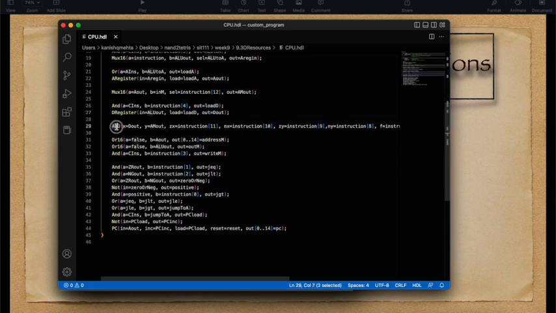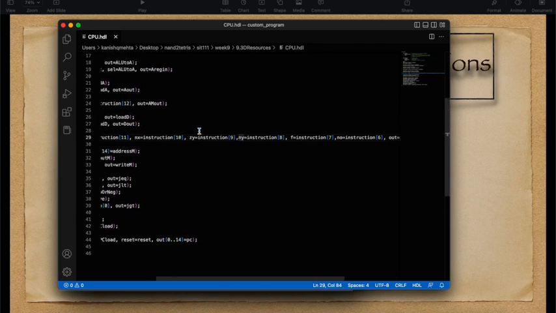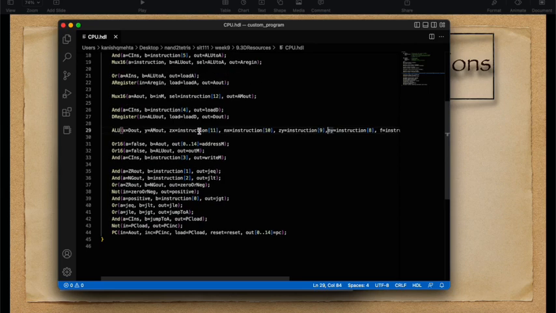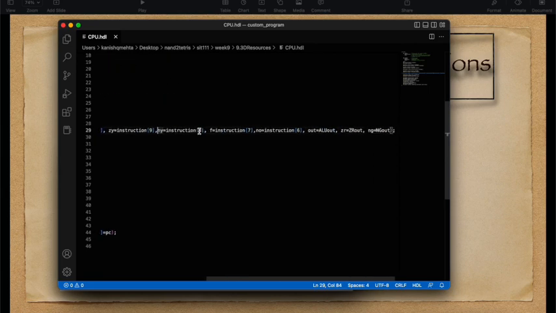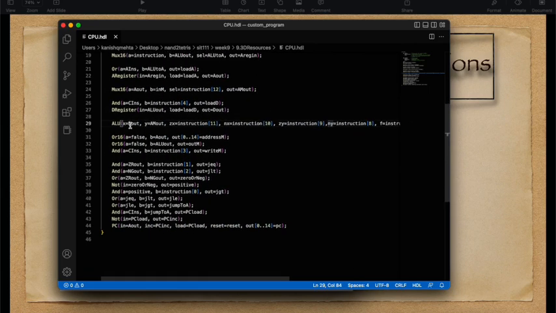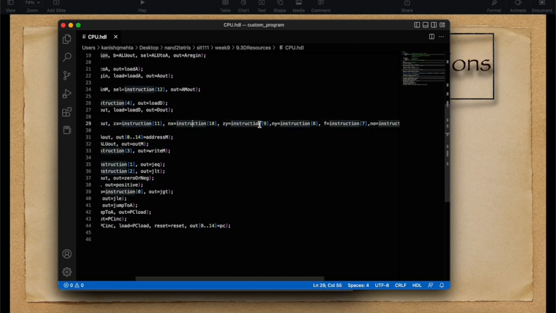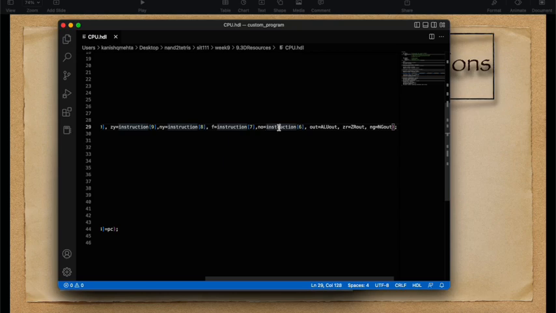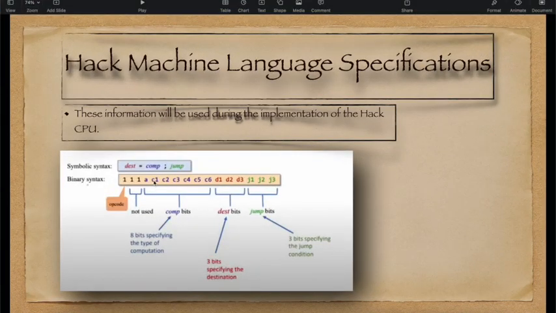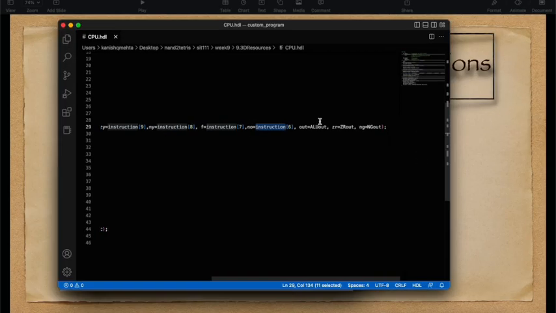Next is our ALU chip, which we have done earlier also. It has 2 input pins, 6 instruction pins and 3 output pins. Here the 2 input pins are fed, and the 6 instruction pins are instruction bits 11, 10, 9, 8, 7 and 6, which we can see in this diagram. These 6 instruction pins are C1, C2, C3, C4, C5 and C6, and the output pins are ALU out, ZR out and NG out.